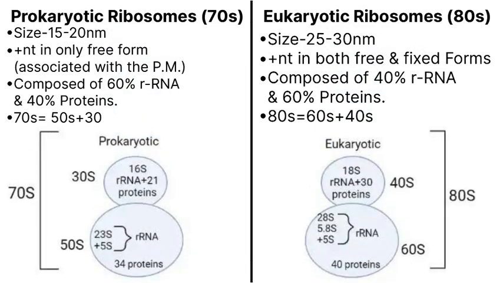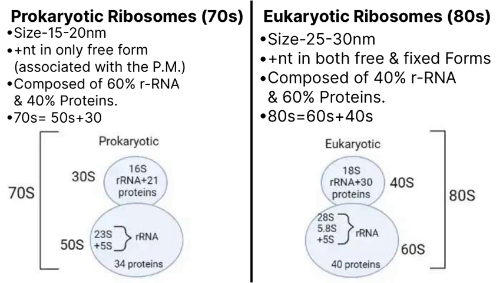Perfect. Now let's quickly summarize all this together in a brief differentiation between the 70S and 80S ribosomes. No doubt the eukaryotic ribosome is more complex than the prokaryotic ribosome, both in size and structure. You can clearly see it in the diagram also. Their sizes vary. The size is 15 to 20 nanometers in the 70S and 25 to 30 nanometers in the 80S ribosomes. The 70S are present only in the free form, associated with the plasma membrane, while the 80S ribosomes are present in both free and fixed form.